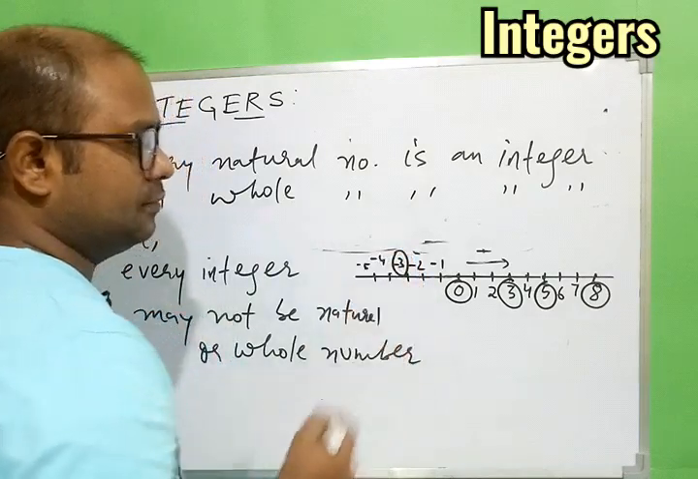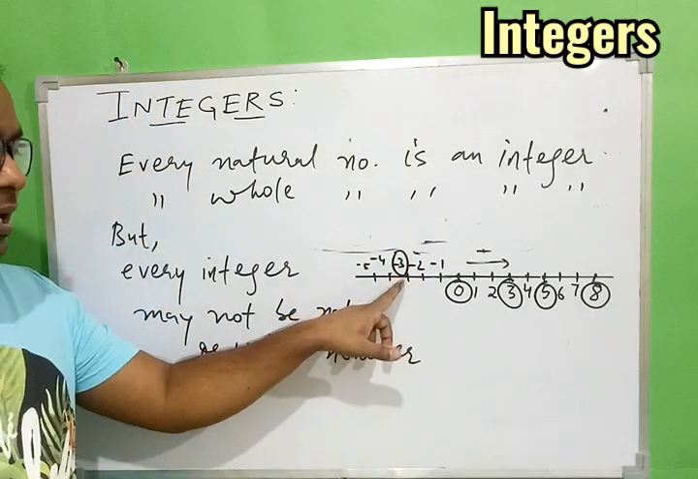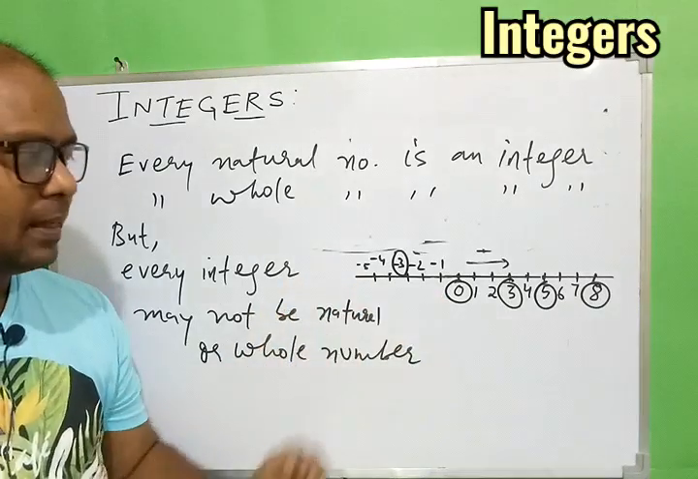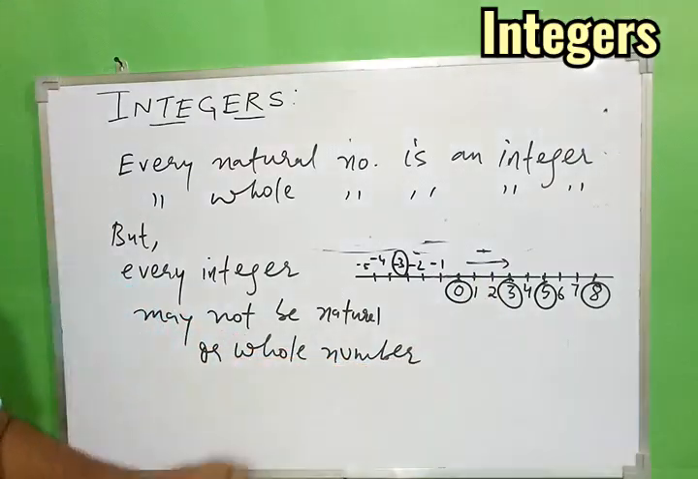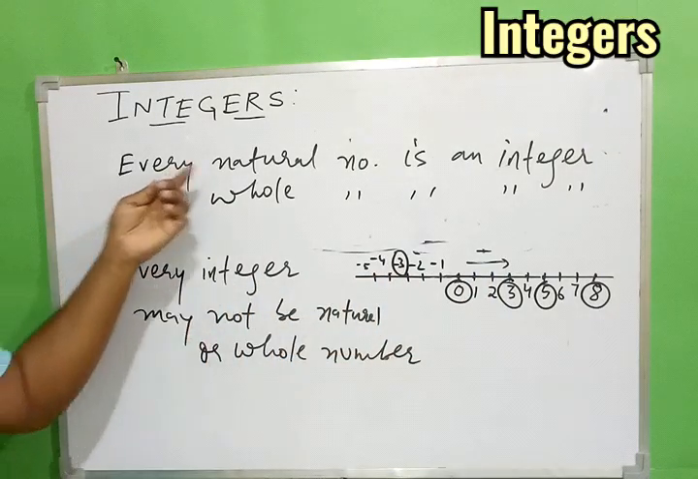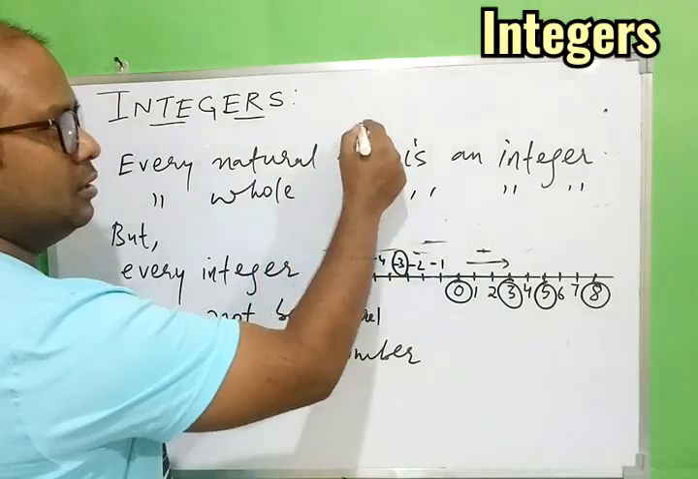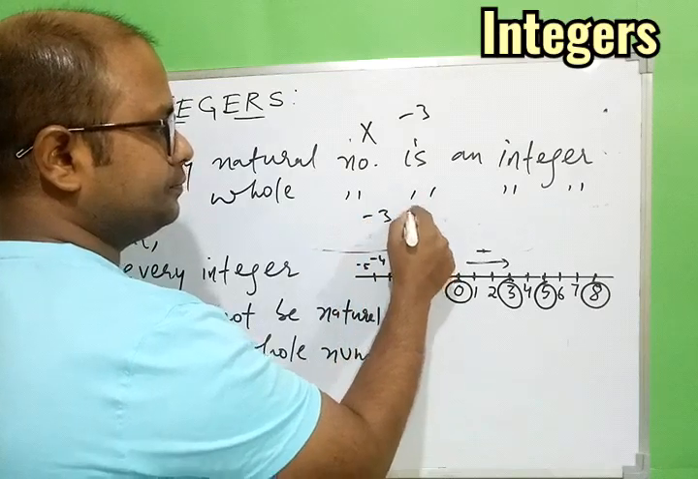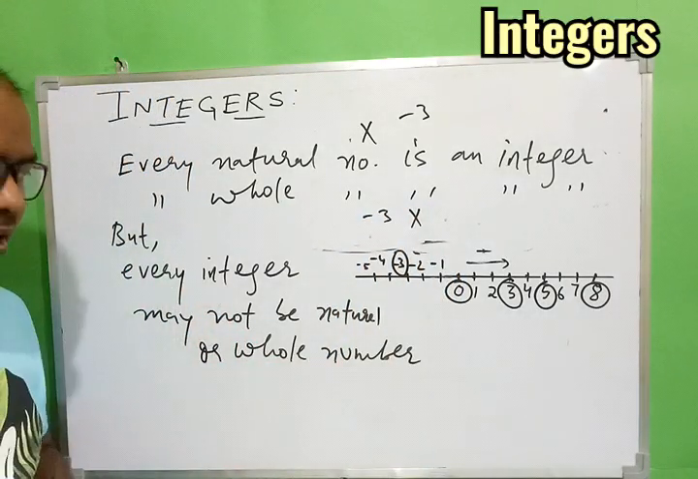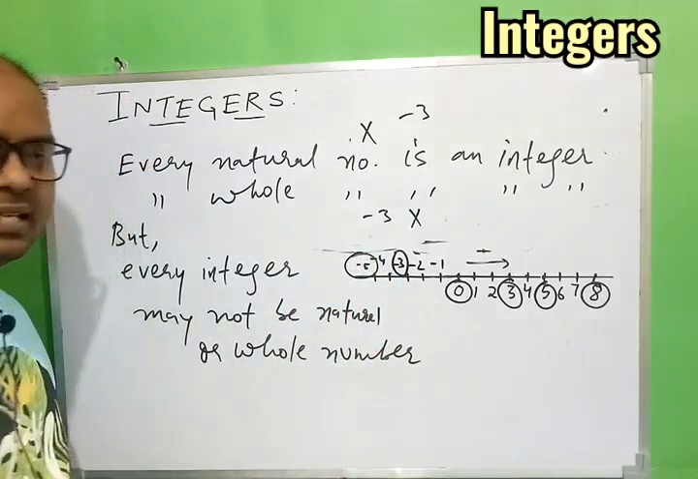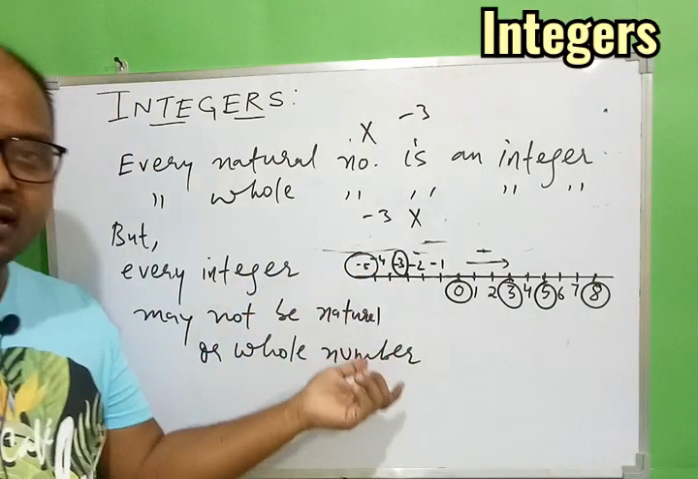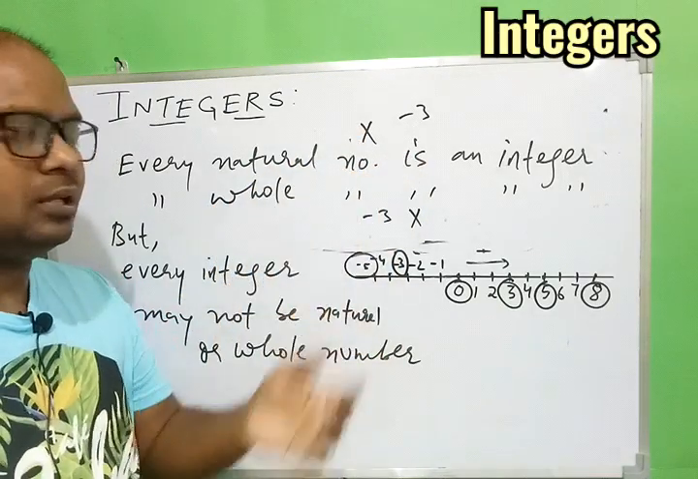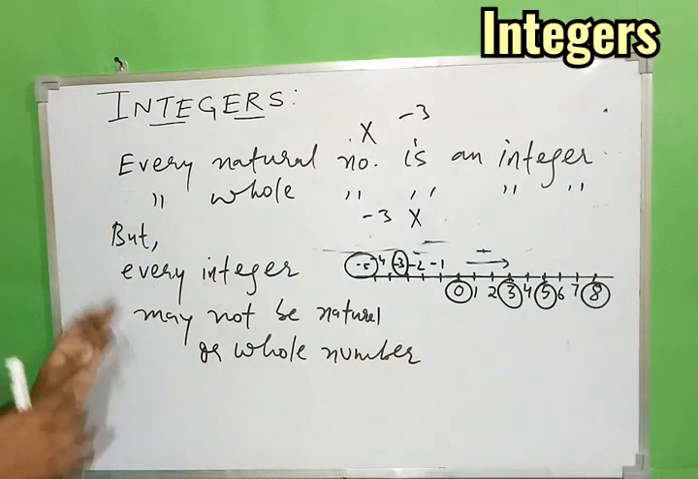If I say -3, -3 is an integer, because we understood the negative numbers are integers, including the positive numbers and 0. So -3 is an integer, but -3 is not a natural number. Yes or no? -3 is also not a whole number, but yes, -3 is an integer. Same like -5. -5 is an integer, but -5 is neither a natural number nor a whole number. I hope this statement is very clear to you.